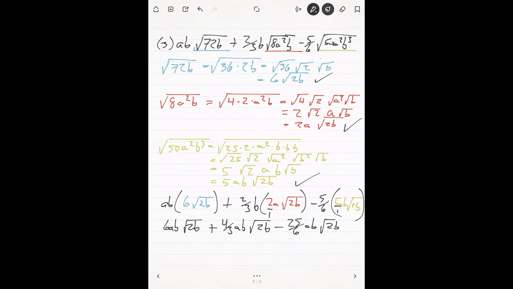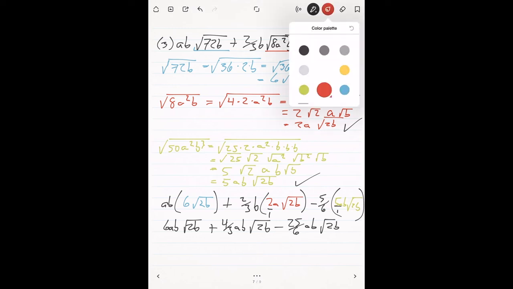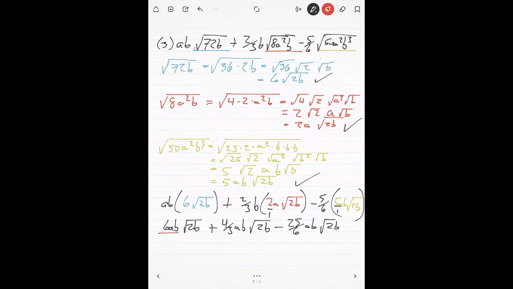Hopefully you're seeing how we're going through and combining everything. Really, I'm just multiplying the numbers together, and then we just have an a and b variable left over in each of these. But you should notice that we have 6ab, 4/3 ab, and negative 25/6 ab. All of these are like terms, so we can actually go ahead and combine them together. So we can add 6ab with 4/3 ab minus 25/6 ab. We can go ahead and do that. I'm actually just going to use my calculator.